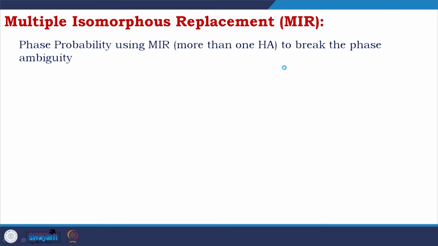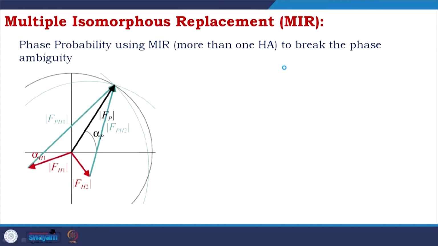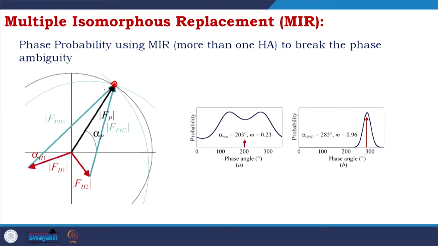We would see, but then we come to multiple isomorphous replacement where the phase probability using MIR. What we are doing in SIR, we are using one heavy atom derivative, here we are actually using more than one heavy atom to break the phase ambiguity. So, if you see, when instead of 1 you use 2, you only cut in 1. So, there is no ambiguity.